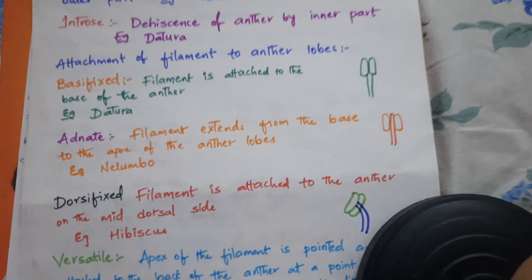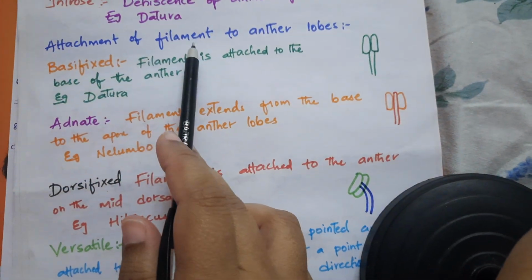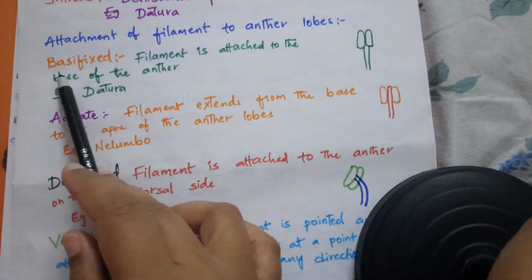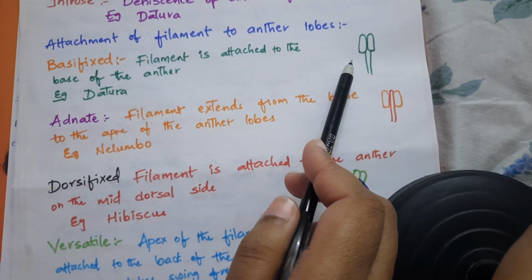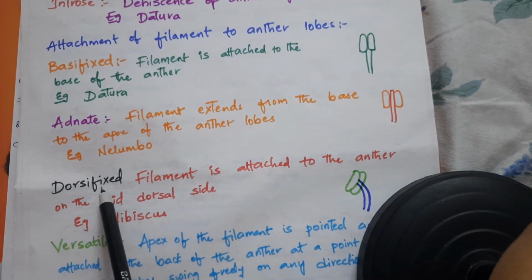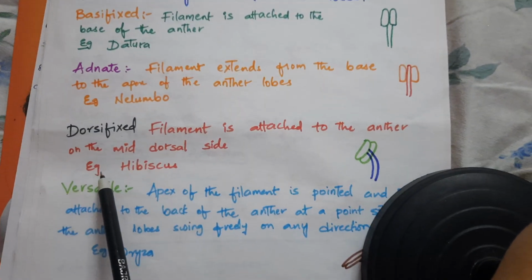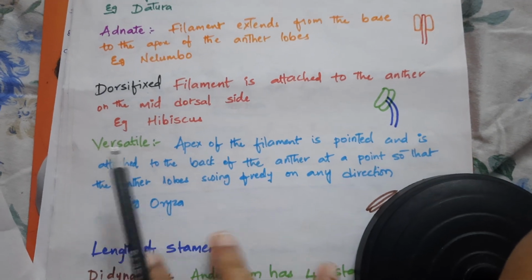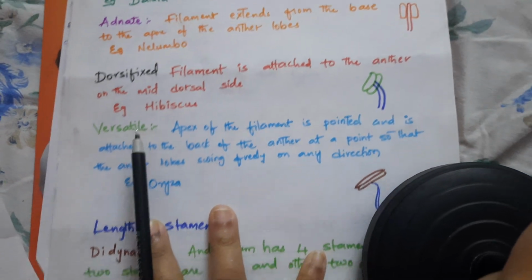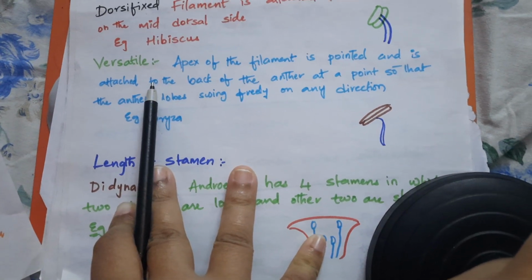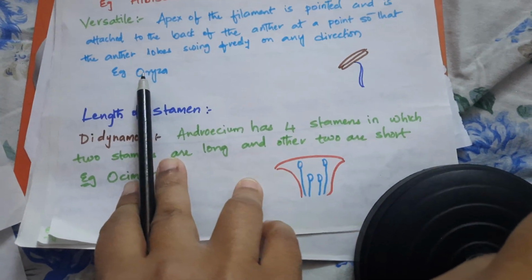So here, based on the attachment of filament to the anther lobes, there are four types. Basifixed, example is datura. Adnate, example is nilambo. Dorsifixed, that is the hibiscus. Versatile, that is the oryza. Okay, I hope that it is clear for you. If you are having any doubts, you can directly ask in your comment box.